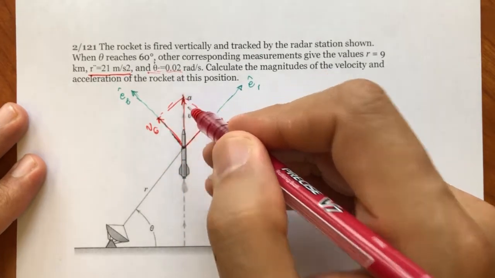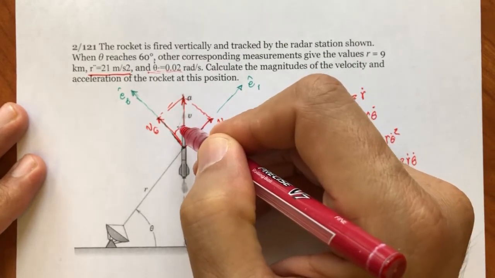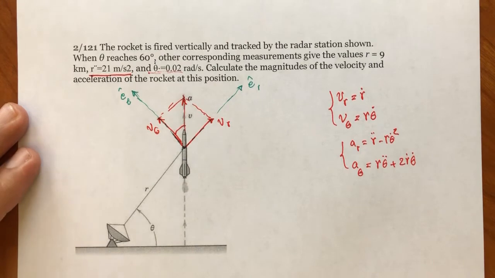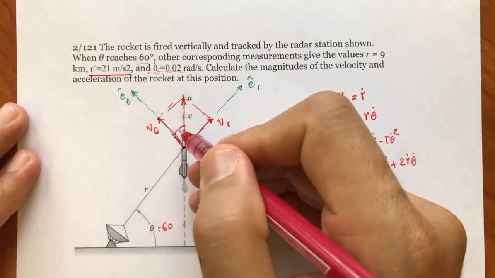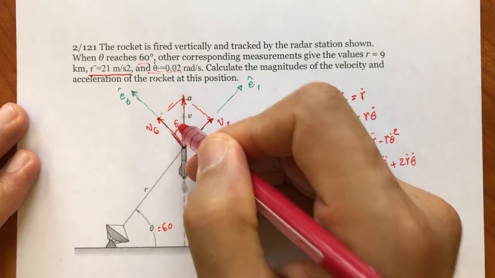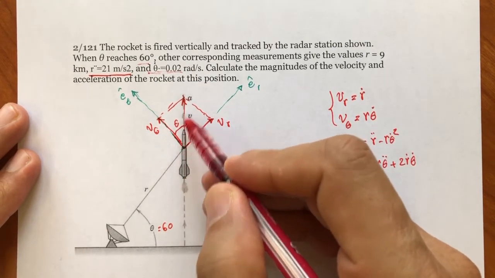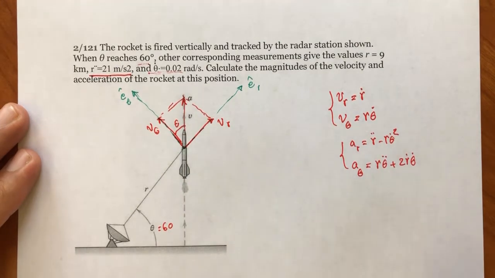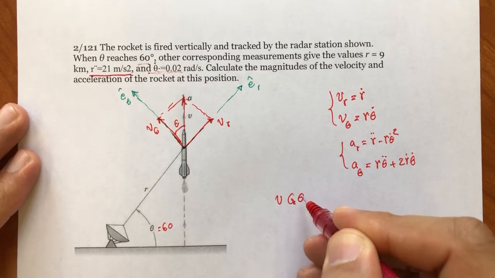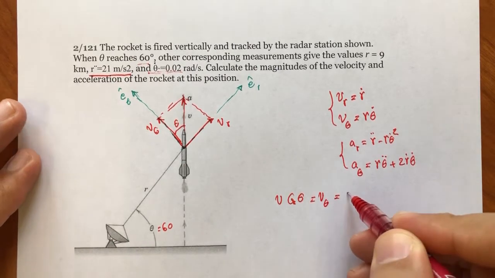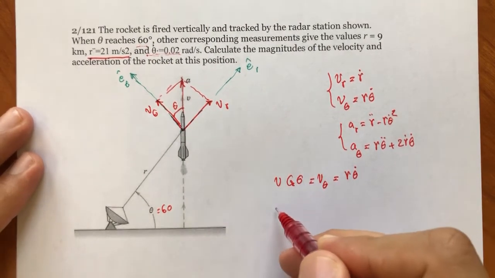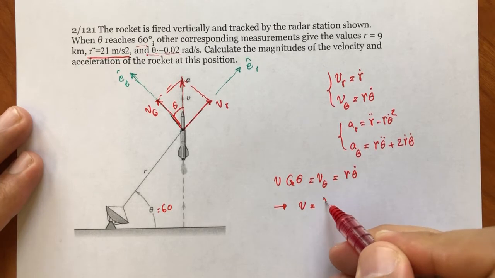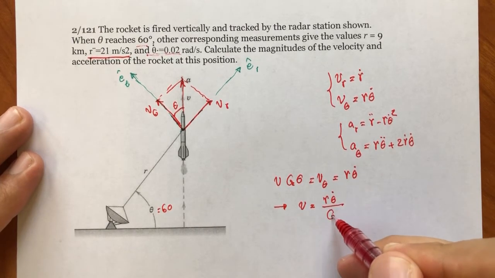If the velocity is this, then V times cosine of this angle is going to be V theta. This angle is given as 60, and this angle is going to be equal to theta as well. I know V theta and I know theta, so I'm going to be able to find V, right? So V times cosine of theta is equal to V theta, which is equal to R times theta dot, which I have. And I also know theta.